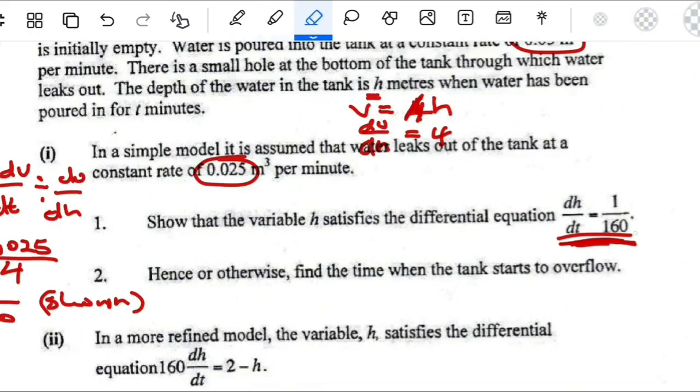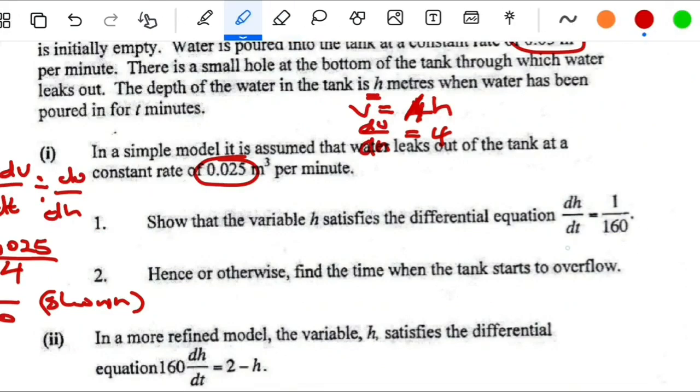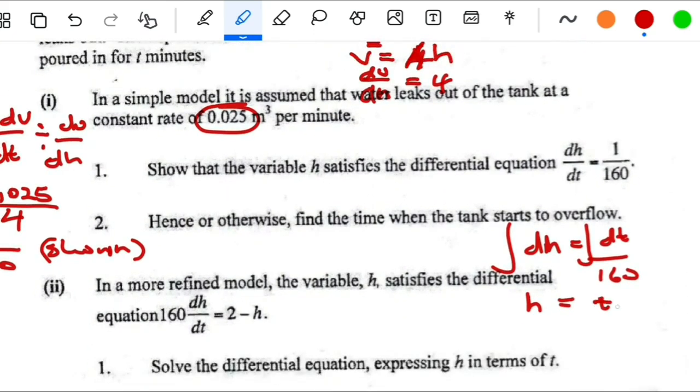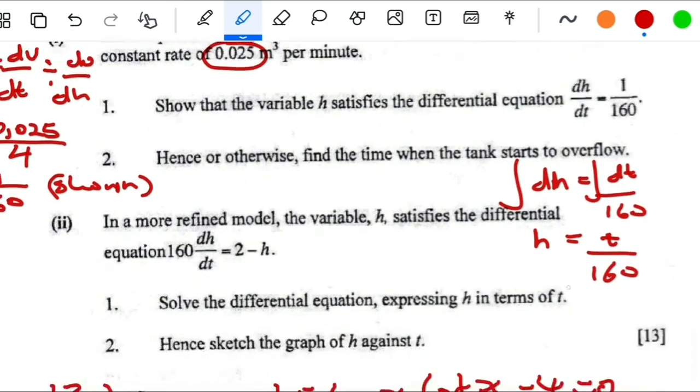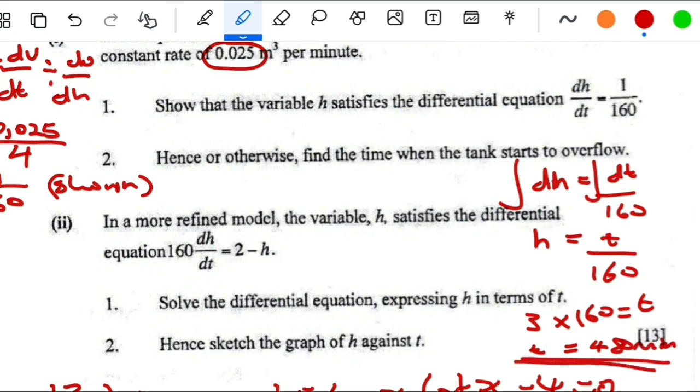Let's come here and use this one here. So here we want to find t. What we can do is separate that into dh equals dt over 160. Then integrate both sides. Then get h equals t over 160. Then if our h is 3, it means that 3 times 160 equals t. Then our t now equals 480 minutes. This is when it starts to overflow.